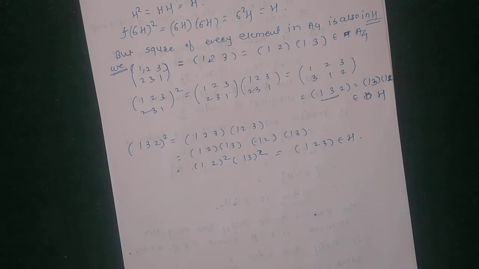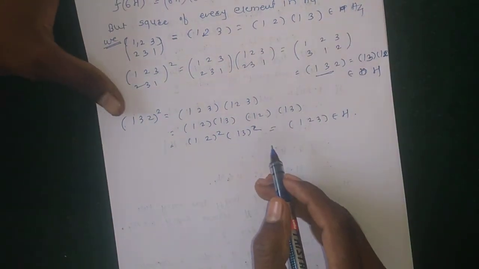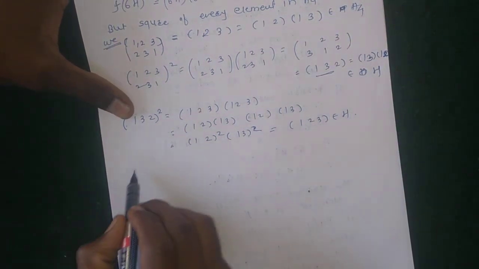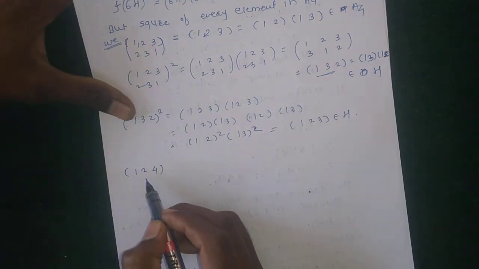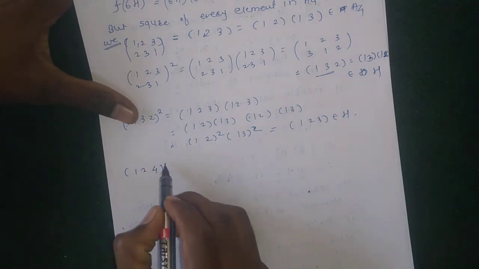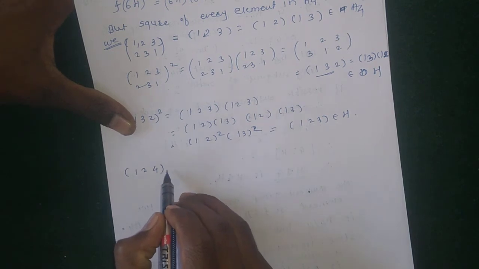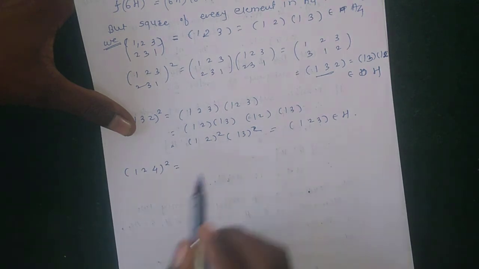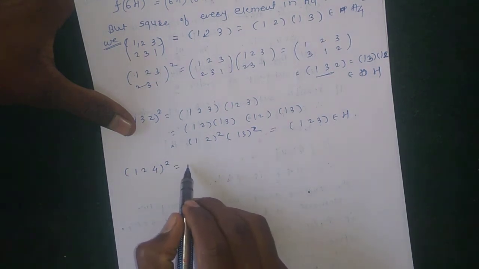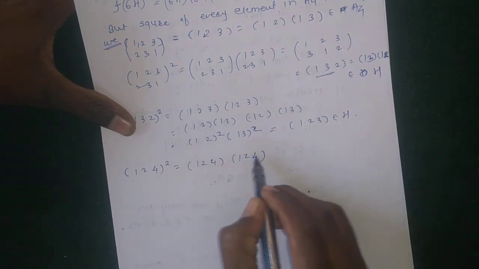In a similar way, consider another element, (1 2 4). Choose this element (1 2 4) from A4. Then its square is (1 2 4) times (1 2 4) in cyclic form.